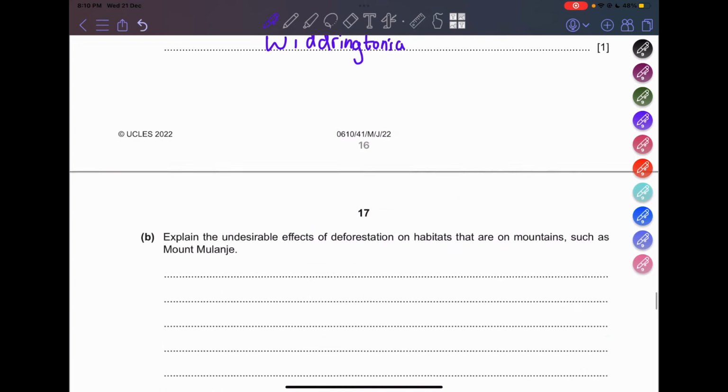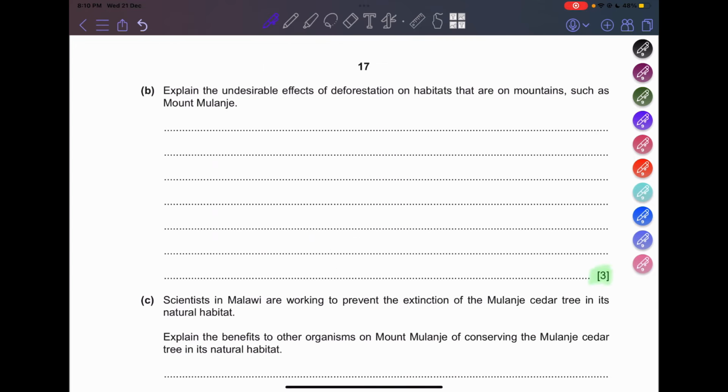Just like that. And B, explain the undesirable effects of deforestation on the habitats that are on mountains, such as Mount Muljan. Deforestation means that trees are being removed from a forest or any place. So when you are removing the trees, this is going to cause loss of habitat and therefore lead to loss of biodiversity. Loss of biodiversity can lead to extinction of some species.